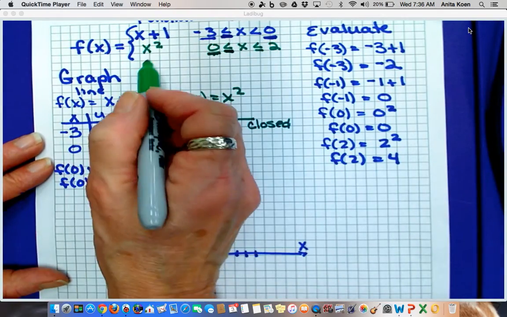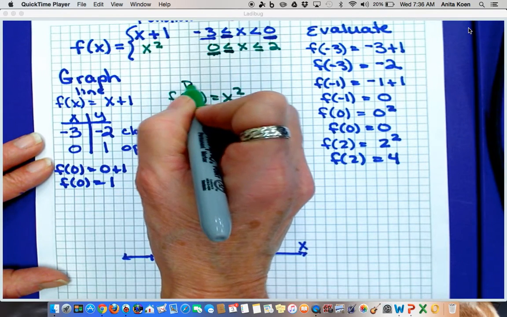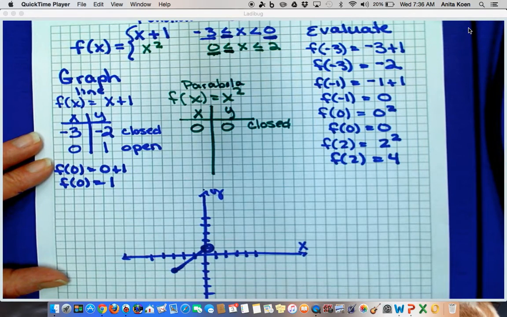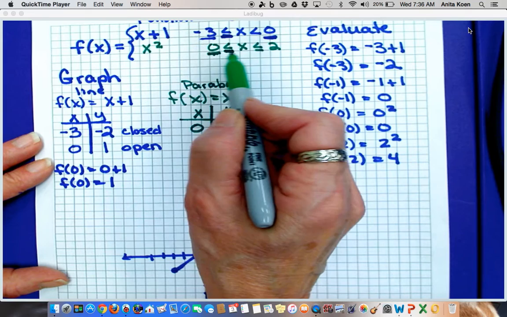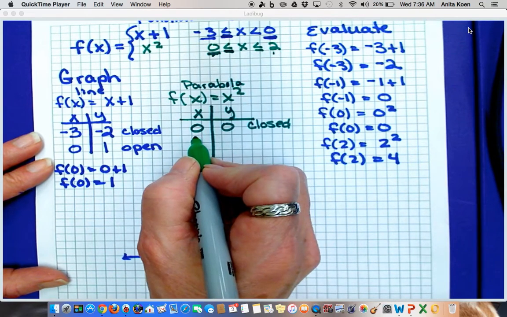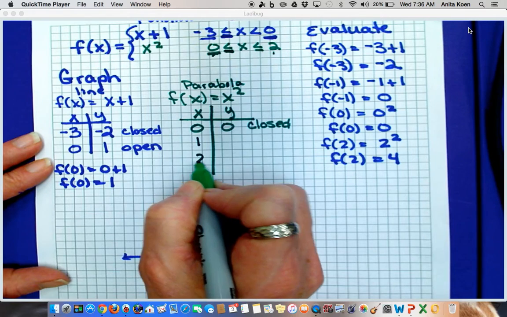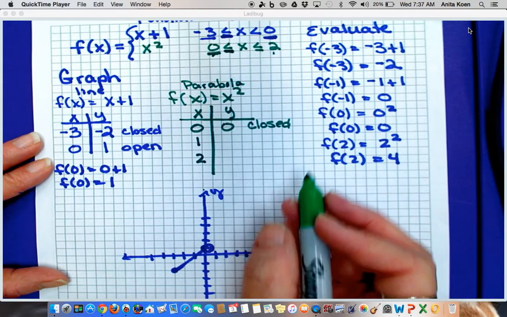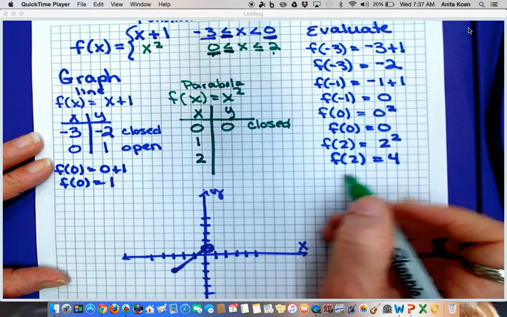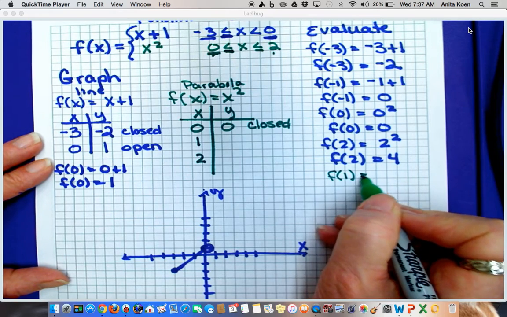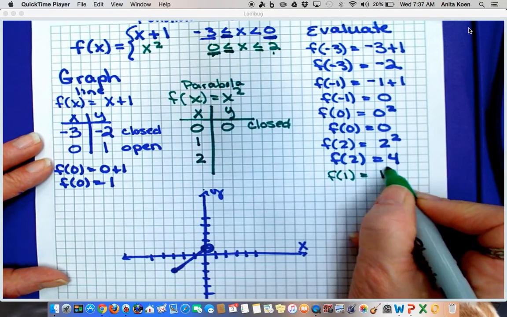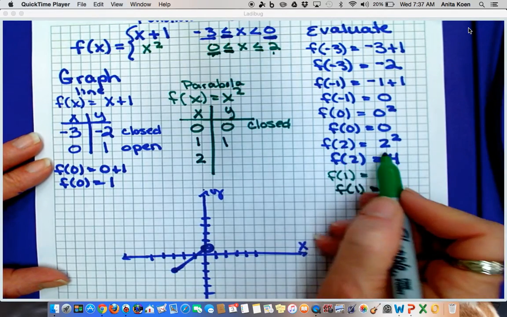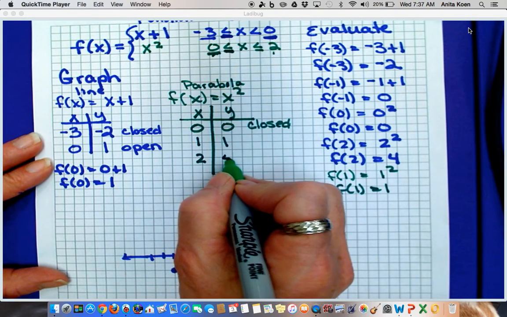Now, this is a parabola. We should know that this is a parabola because it's a squared function. So I need more than 2 points. So I'm going to plug in all of the integers between 0 and 2. So 0, 1, and 2. And let's see what it looks like. Okay, I'm going to plug in 1 over here. I'm going to do f of 1 because I don't have that one already. So I'm going to plug in 1 and square it. So f of 1 is 1. And I've already plugged in f of 2. I know f of 2 is 4.